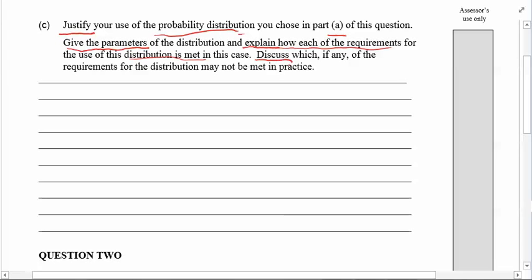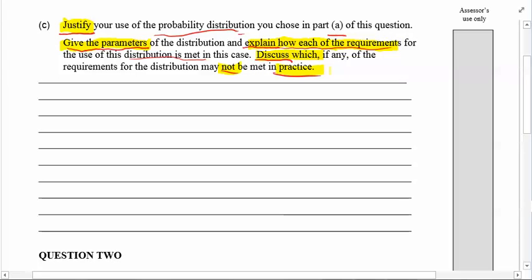Discuss, another verb, discuss which, if any, of the requirements for the distribution may not be met in practice. Okay, so let's make sure we're really clear on all those verbs, because every one of those verbs is going to have credit for it in the marking schedule. And so if you miss one of them, you can't possibly get full credit for the question. So always take your time. So justify, give the parameters, explain how each of the requirements is met, discuss which, if any, of the requirements may not be met in practice.